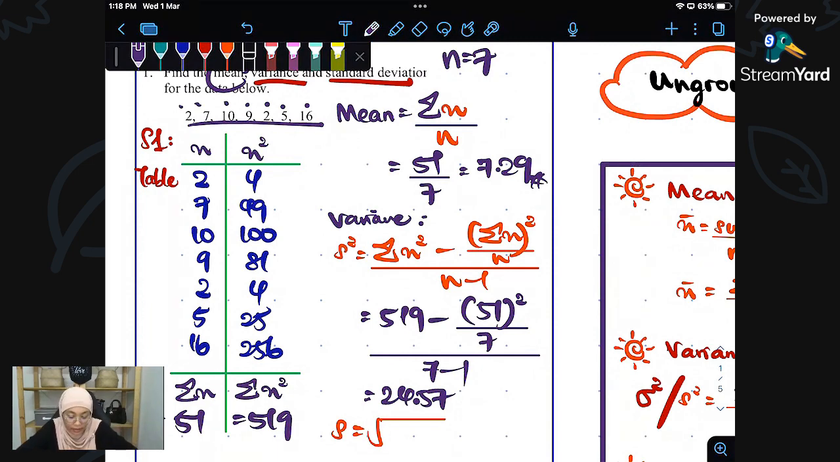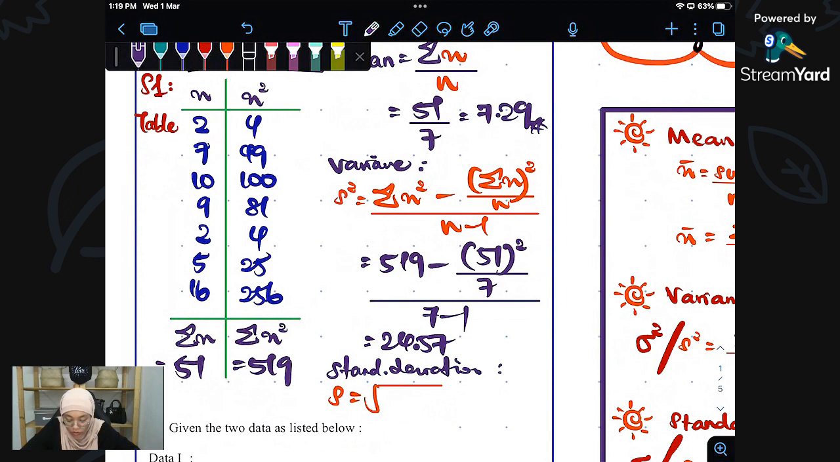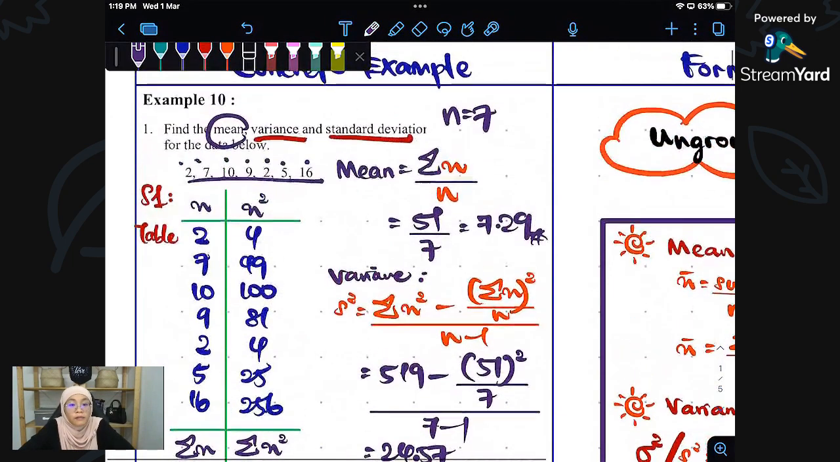And then the last one is the standard deviation. Standard deviation is just the square root of the variance, which is the square root of 24.57. Square root it, you will get 4.96. Ta-da! And so you finish solving example 1.